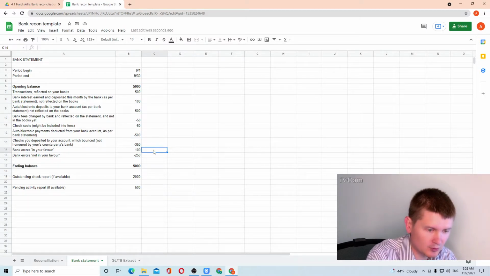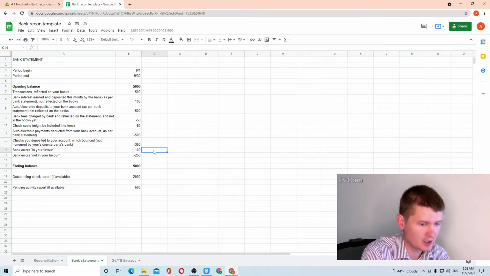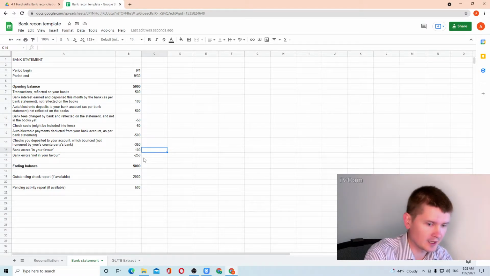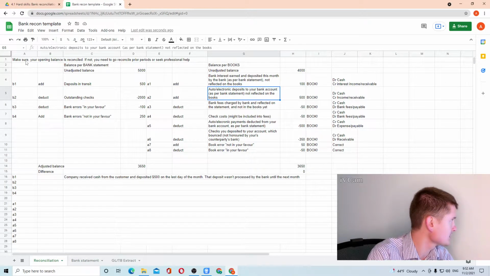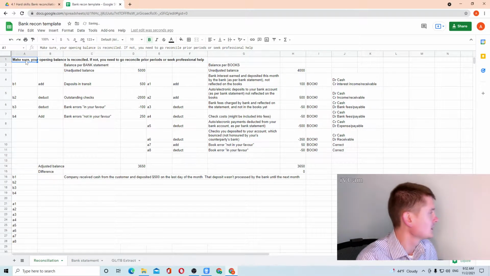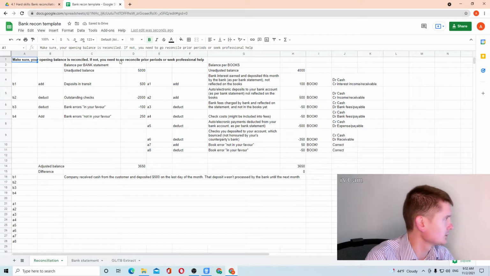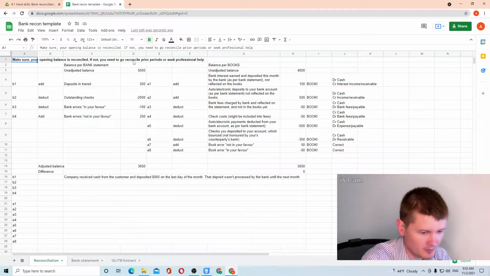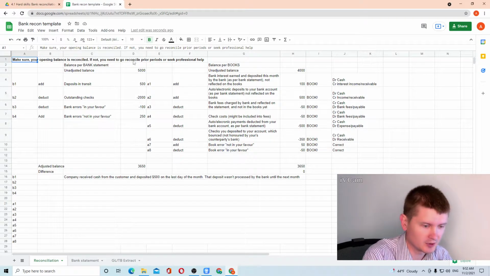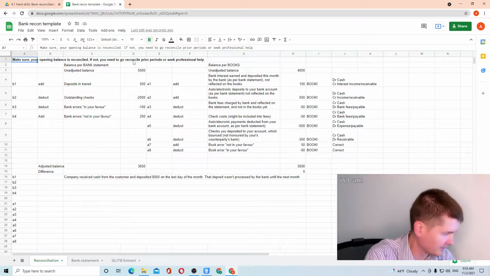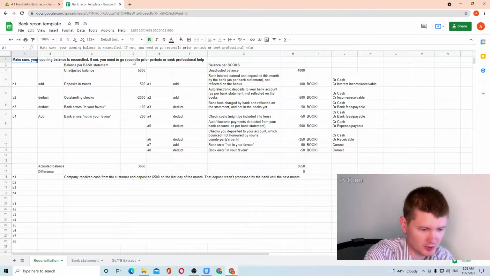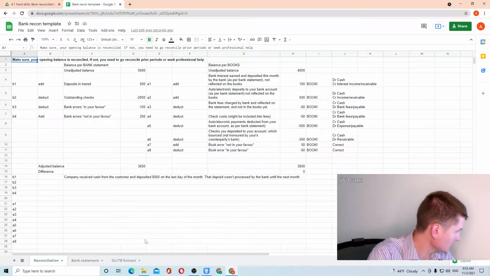But before we do a reconciliation for this month, we need to look at one month before and make sure that everything matches. Make sure that your opening balance is reconciled. If not, you need to go reconcile prior periods or seek professional help, in case you're a small business doing your own books and you understand that everything is so messed up that you cannot figure it out. You probably want to hire a bookkeeper to do a cleanup job. But okay, let's move on.